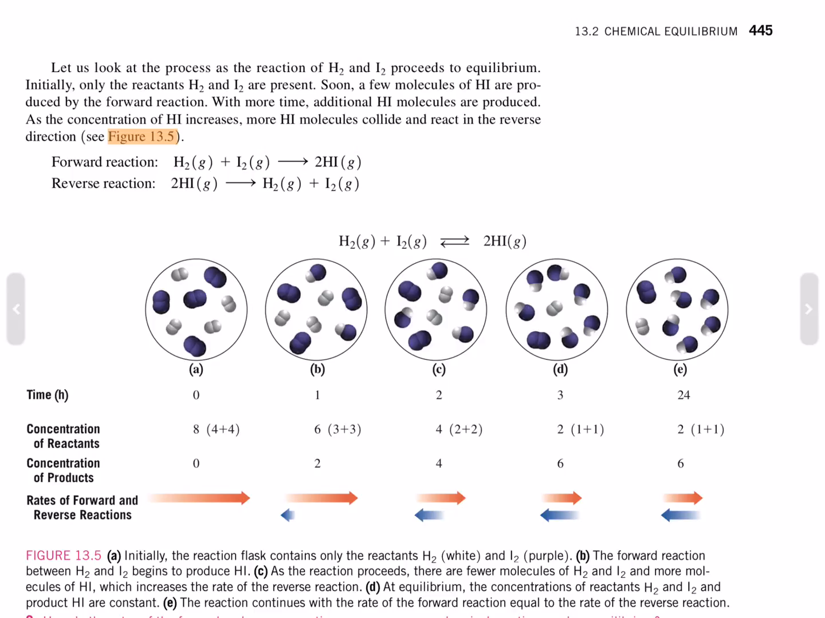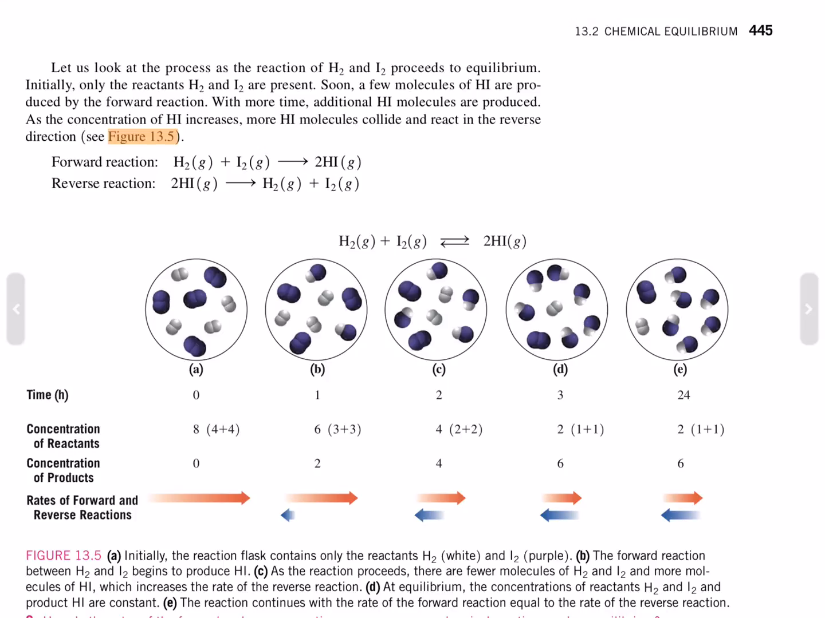The forward reaction is hydrogen plus iodine yields 2HI. The reverse reaction is 2HI breaks apart into hydrogen and iodine. So the concentrations of the reactants and products change over time and eventually reach an equilibrium point. Initially, the reaction flask contains only reactants, white hydrogen and purple iodine. The forward reaction between hydrogen and iodine begins to produce hydroiodic acid.